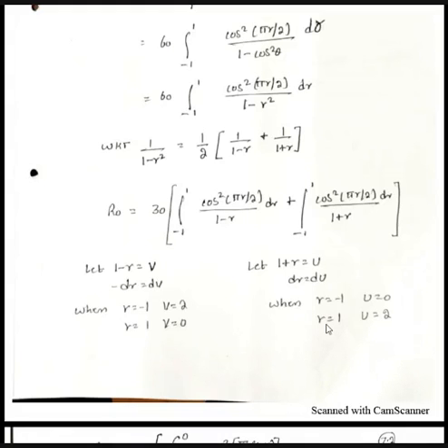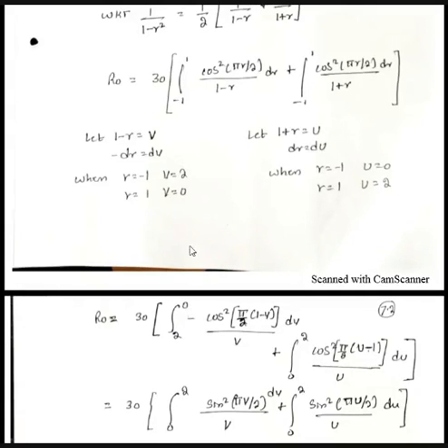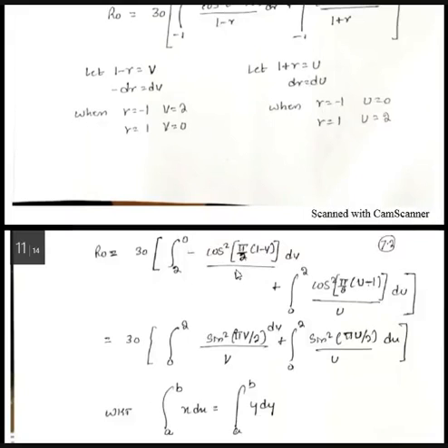Substituting the limits here, if r is equal to minus 1 you will get u is equal to 0, and r is equal to 1 gives u is equal to 2. Okay, r is equal to minus 1 means u is equal to 0, r is equal to 1 means u is equal to 2. We are substituting the limits here, so we'll have this value.